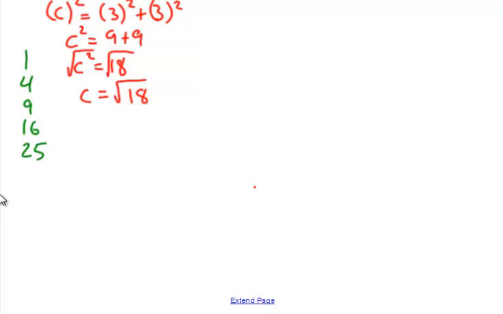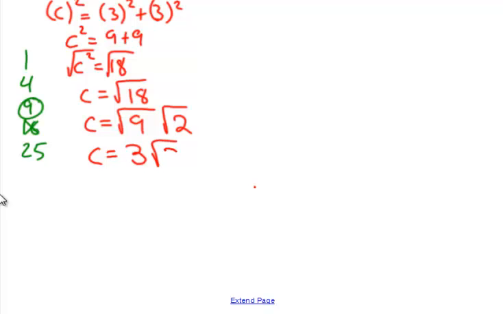And now I'm going to check: does 16 go into 18? No. Does 9 go into 18? Yes. So 9 goes into it; it's called the largest perfect square factor. 9 times what? 9 times 2. In the next phase, we put the square root of 9, which is 3, radical 2. That's what we call simplest radical form.